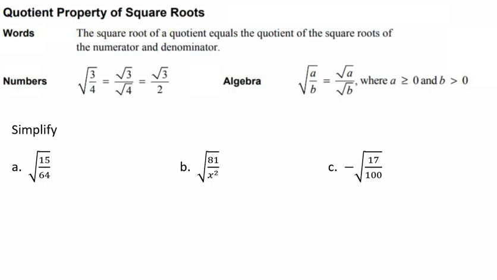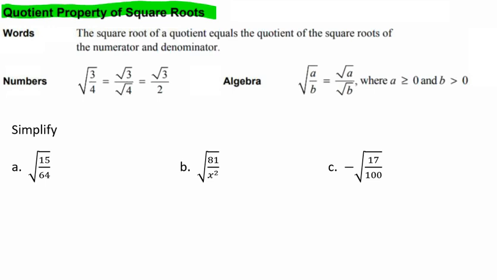In this video, we're going to be simplifying radicals using the quotient property of square roots. The quotient property of square roots says that the square root of a quotient equals the quotient of the square roots of the numerator and the denominator. So what does that mean?